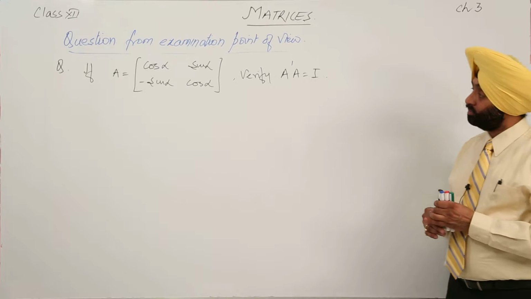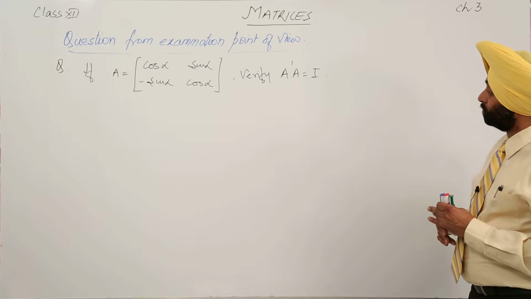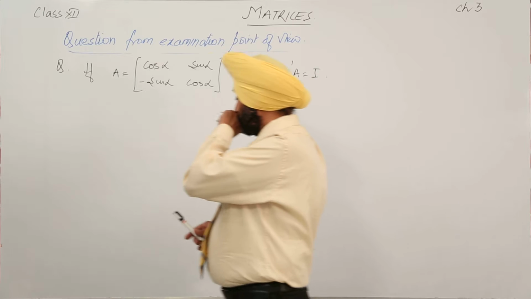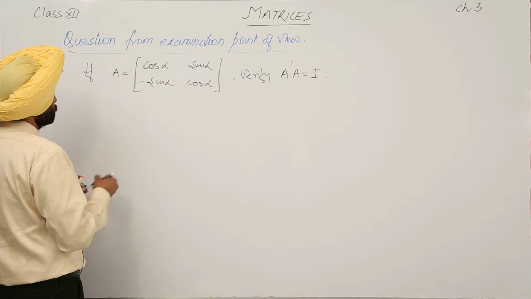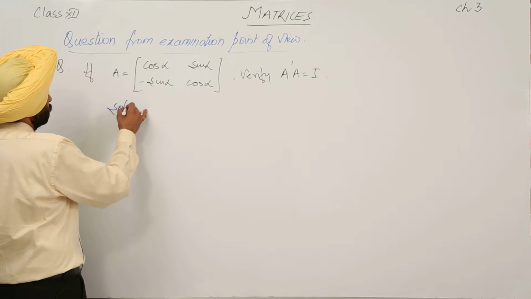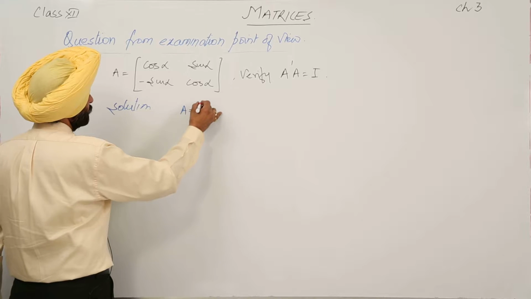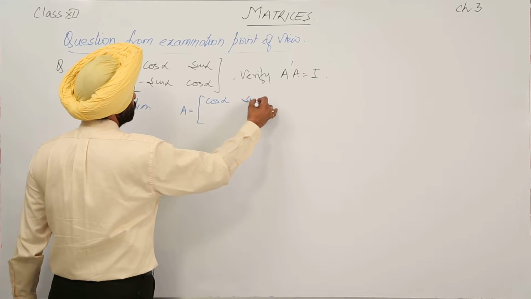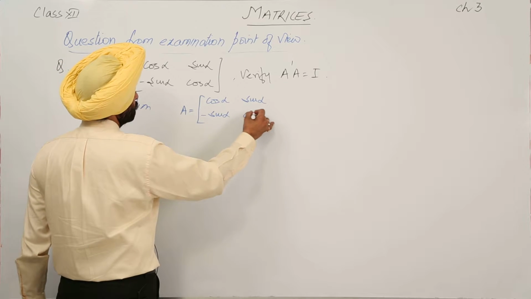Here in this question, we have to verify that transpose of A multiplied by A is equal to identity matrix. Now, we are having A is equal to cos alpha sin alpha, minus sin alpha and cos alpha.